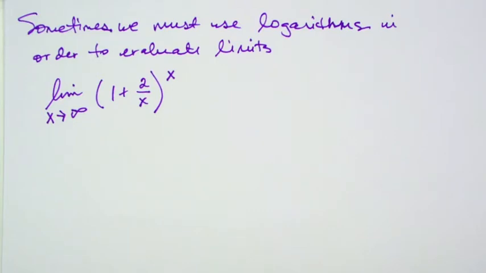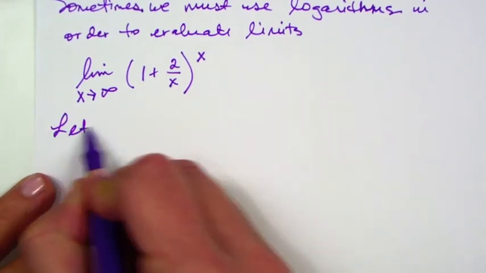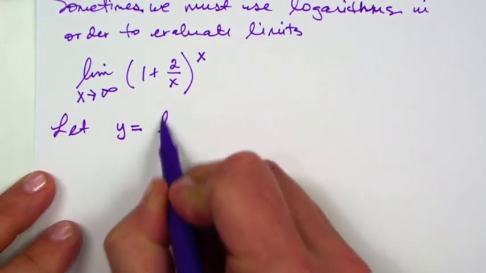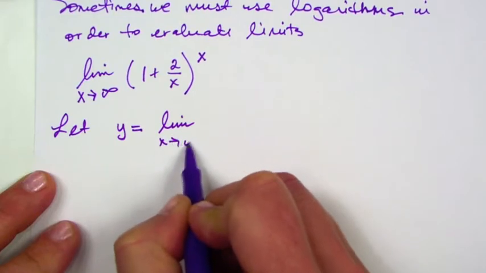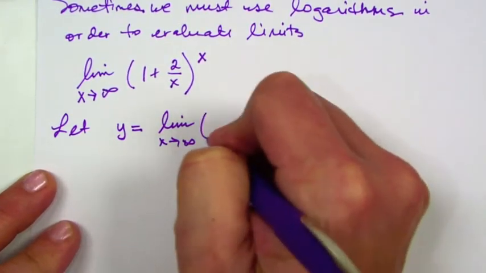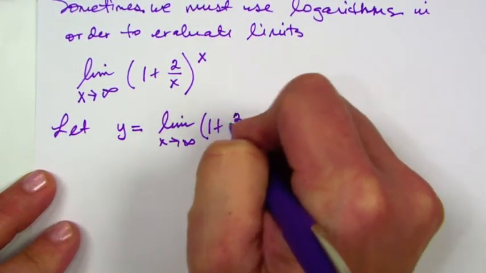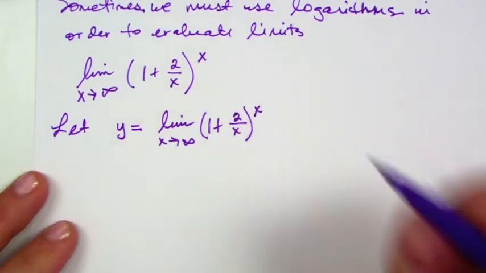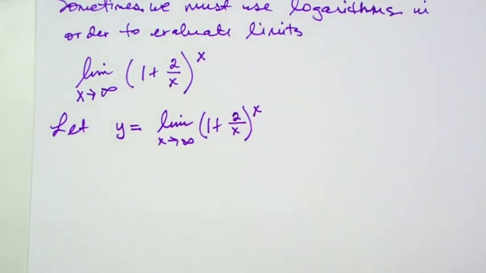So clearly, what's jumping off the page at you? Where do we have a variable? In the exponent, right? We've got a variable in the exponent. We never want variables in the exponents, okay? And that's why we have logarithms, right? They help us get them out of exponents. So here's what we're going to do. We're going to let y equal the limit as x goes toward infinity of 1 plus 2 over x to the x.